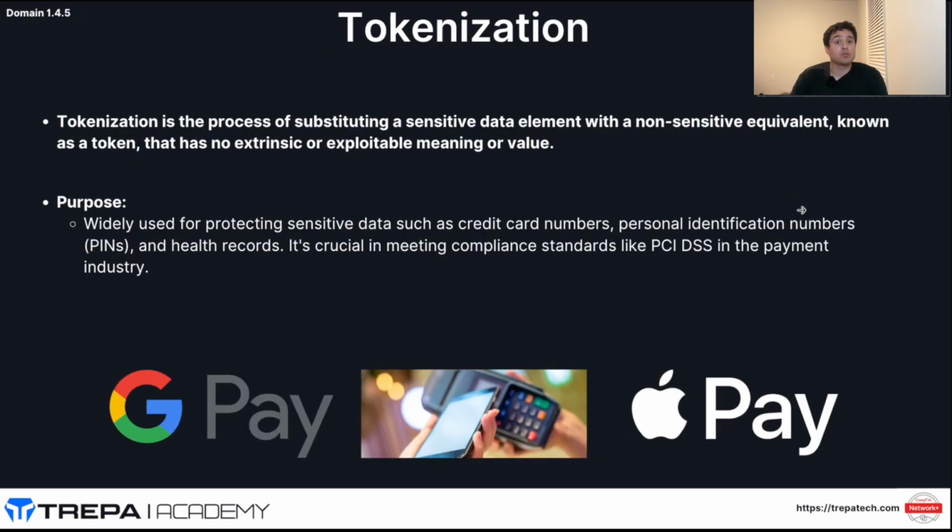Tokenization. If you use Apple Pay or Google Pay, you use this all the time. Tokenization is a process of substituting a sensitive data element with a non-sensitive equivalent, known as a token. So instead of sending your credit card information across the wire, maybe we send a token that goes to the bank, and then that bank has a database or server that correlates that token to your user, to your personal number, whatever. I forget what the term is actually called, but your credit card number essentially. So it just replaces that sensitive data with a token.